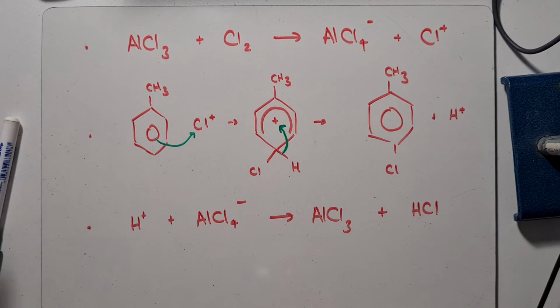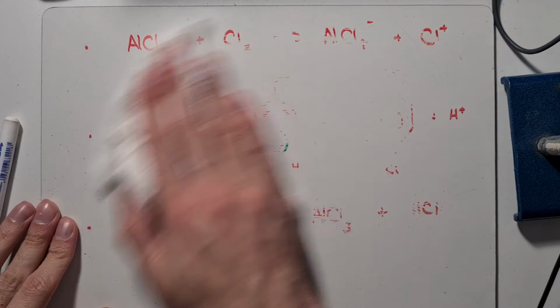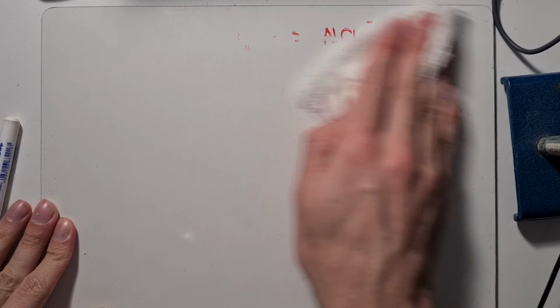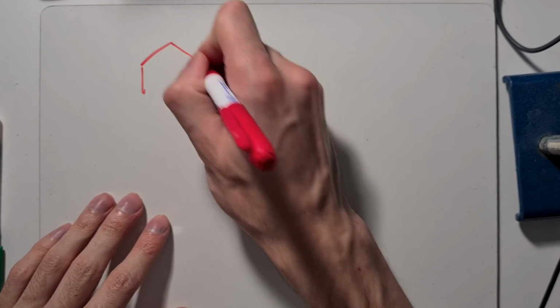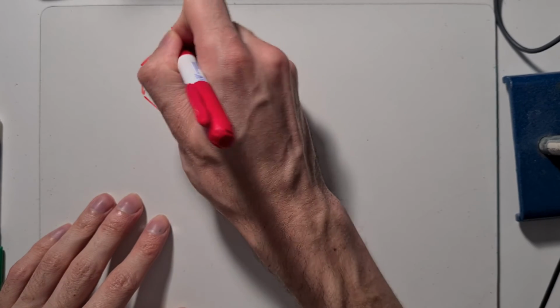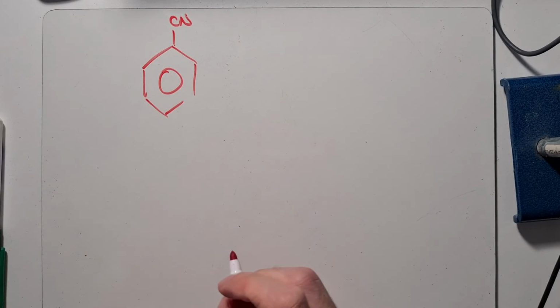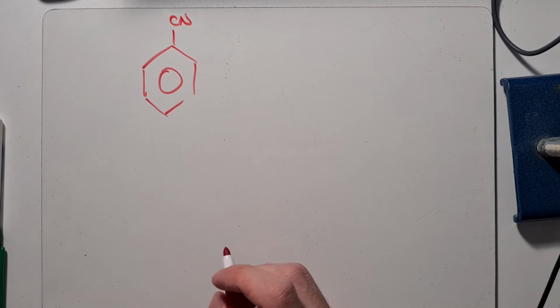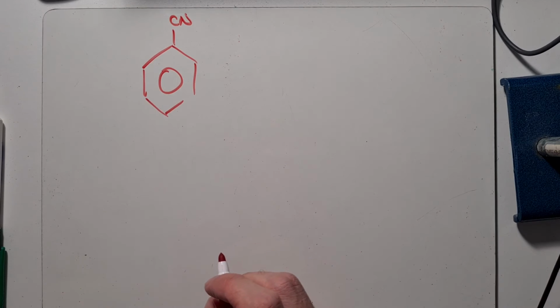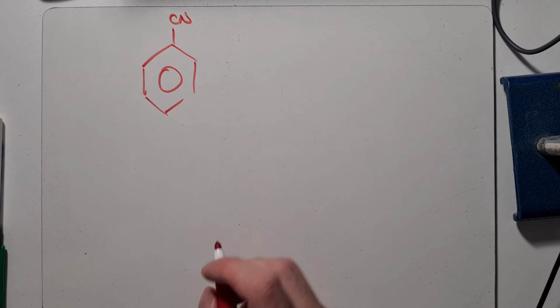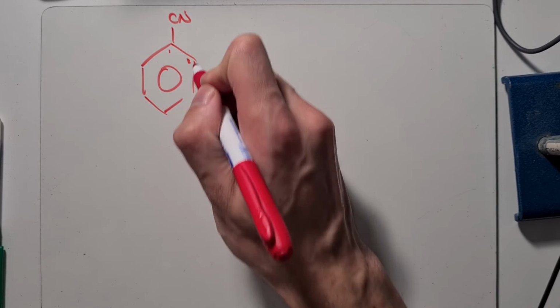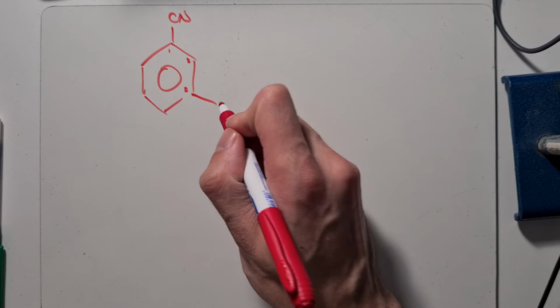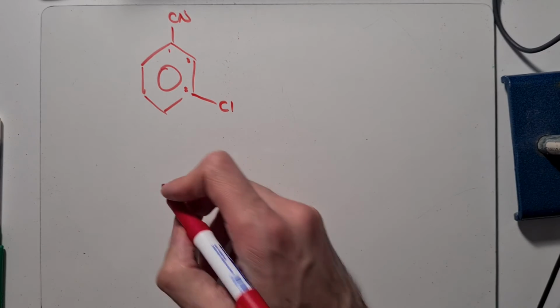In part C, we're going to look at directing groups. We've got CN first of all, reacting with chlorine, and we want to see where the chlorine will go into the benzene ring. If we have a look at the table, we see it's 3-directing. So if that's 1, that's 2, 3's here, so the chlorine's going to go on there.